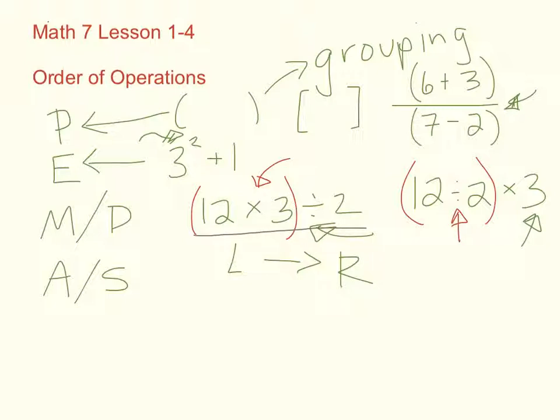So let's go back to the first problem here, 12 times 3 divided by 2. See if you can find the correct answer there. Stop the video. Solve it. All right, 12 times 3 is 36. What's 36 divided by 2? That would be 18.